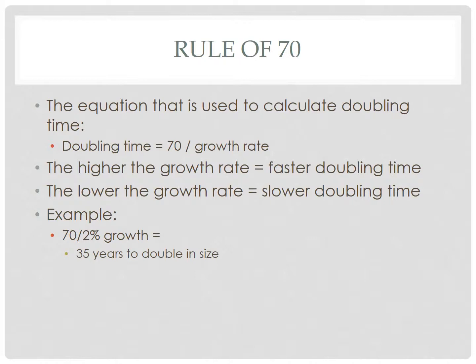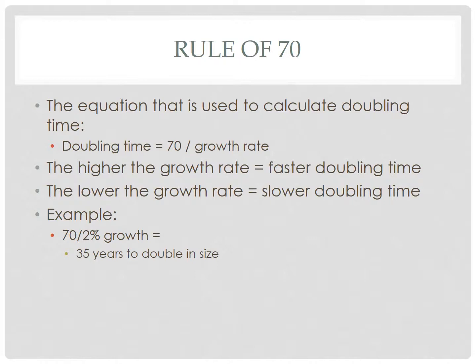And so one of those examples is the rule of 70. Now, there's another textbook that calls it the rule of 72, so don't be surprised if you see it that way. The formula works the same way, all right? The rule of 70 is the equation that is used to calculate the doubling time. So basically what you do is you take the number 70, or 72 if it's the rule of 72, and you divide it by whatever the growth rate is. You don't have to convert it out of a percentage. You don't have to do anything like that. It's very simple. 70 divided by whatever the growth rate is. That will tell you how many years it will take.